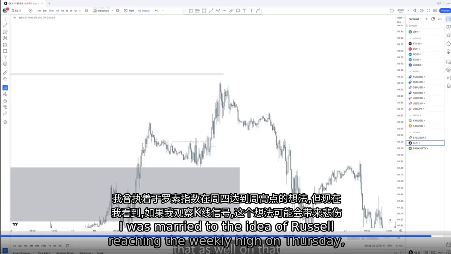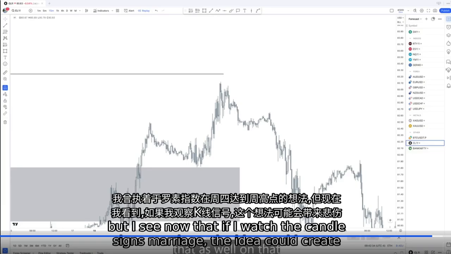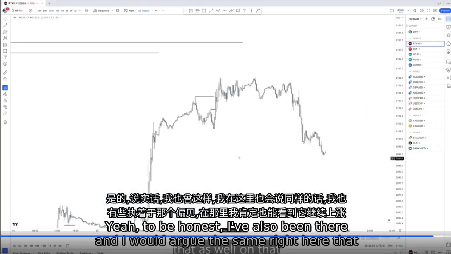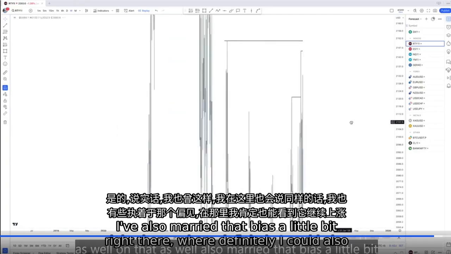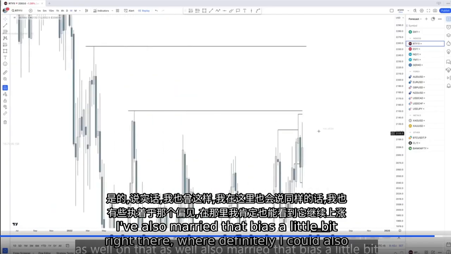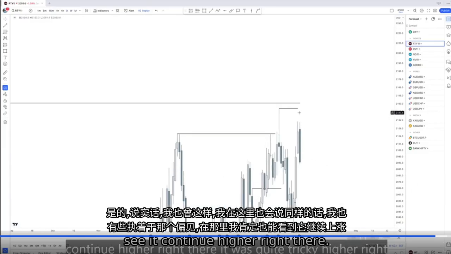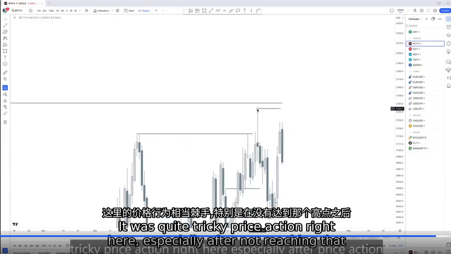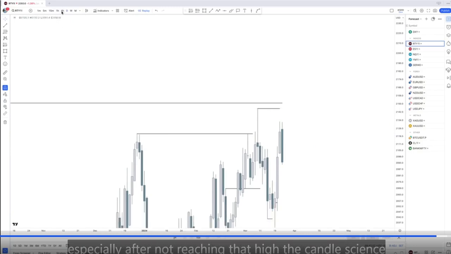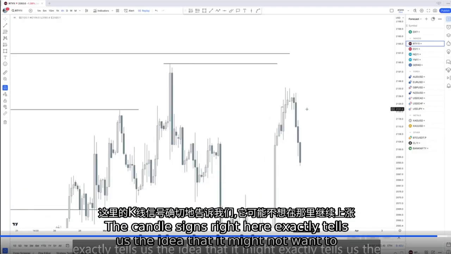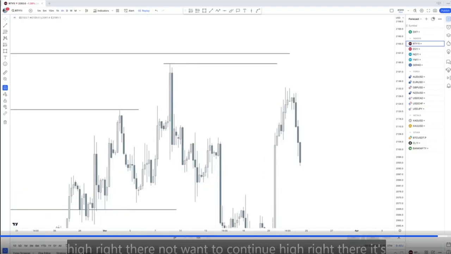Let's see. I was married to the idea of Russell reaching the weekly high on Thursday, but I see now that if I watch the candle signs, marriage to the idea could create sadness. Yeah, to be honest, I've also been there. And I would argue the same right here, that I've also married that bias a little bit right there. Where definitely I could also see it continue high right there. It was quite tricky price action right here, especially after not reaching that high. The candle signs right here exactly tell us the idea that it might not want to continue high right there. It's a good one.